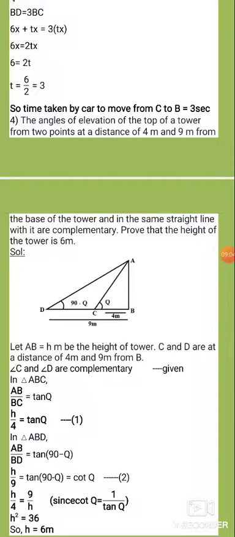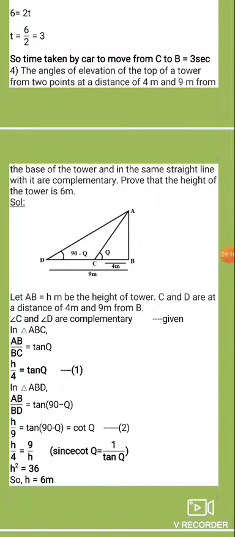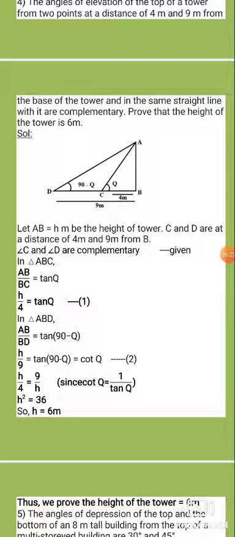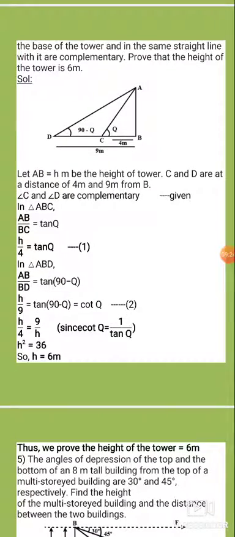So, from 1 and 2 we can write h by 4 is equal to cot Q, h by 9. So, tan Q is 9 by h. Now, cross multiply. H square is equal to 36. So, h is equal to what? 6 meter. Thus we prove what? The height of the tower is 6 meter.